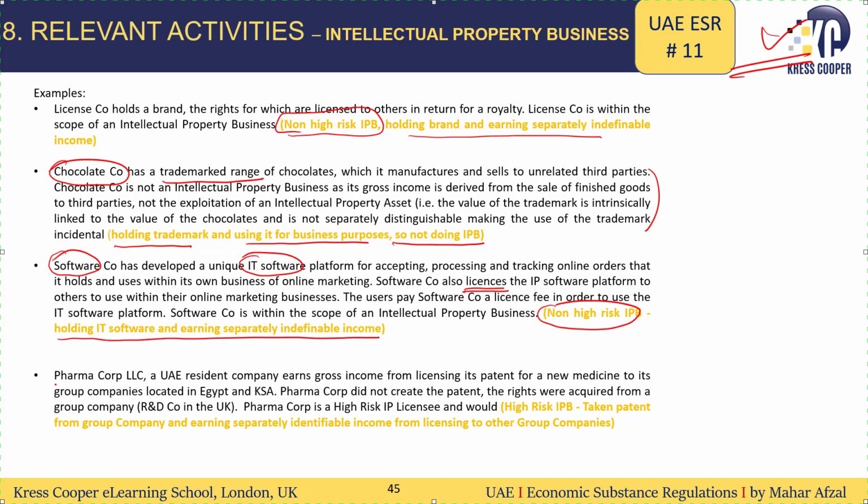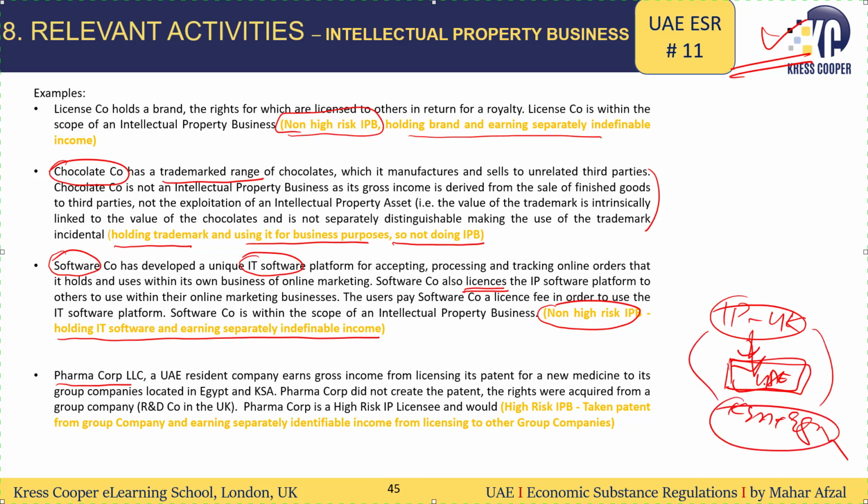In the fourth example, they said there is a company named Pharma Corporation. This company has taken one intellectual property from its UK company, then further leased it out to a company which is based in KSA and Egypt, but the company itself is based in UAE. So this UAE based company has taken intellectual property from a connected person from its group company and given it on lease to its group company, so it will be considered high risk IP business and it will be subject to the enhanced economic substance test requirement.